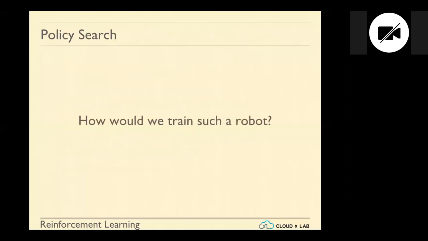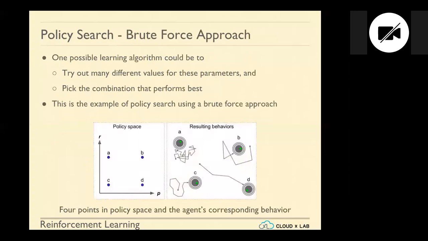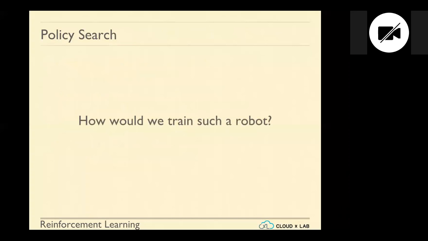How would you train such a robot? There are just two policy parameters we can tweak: the probability p and the angle range r. Or do you want to continue from here in the next session? We are anyway going to have the next session. So we'll continue from how would you train such a robot.